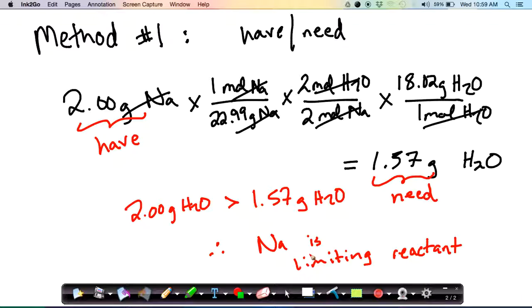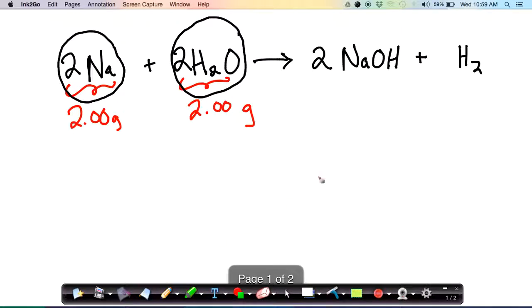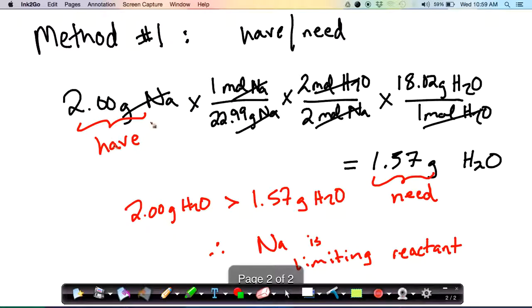So that's one way that we can go about identifying the limiting reactant for a chemical reaction if we are given masses of both reactants. Now, at this point, we would still need to calculate how much product we need. If, for instance, we had been asked originally in the question how much sodium hydroxide will be produced, we would now need to use the 2.00 grams of sodium to figure out how much sodium hydroxide will be produced. So we can do that real quick just to show the stoichiometry.